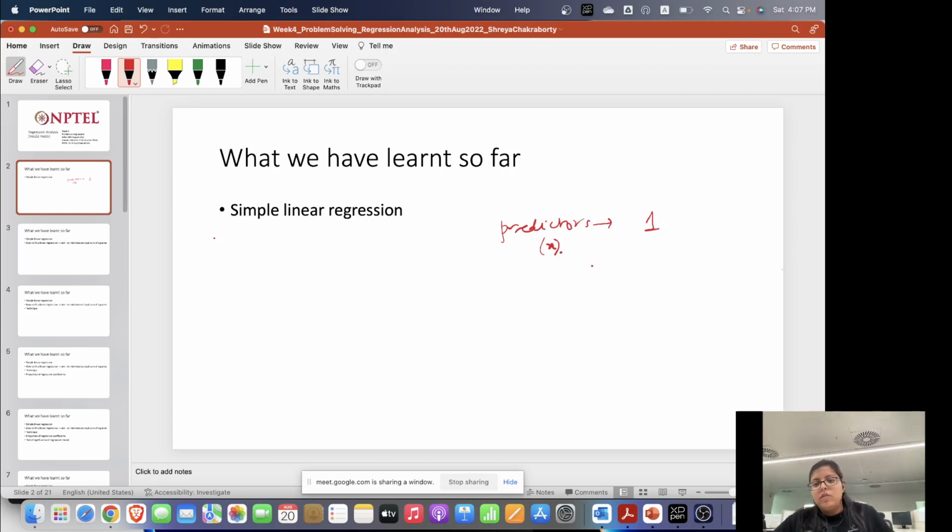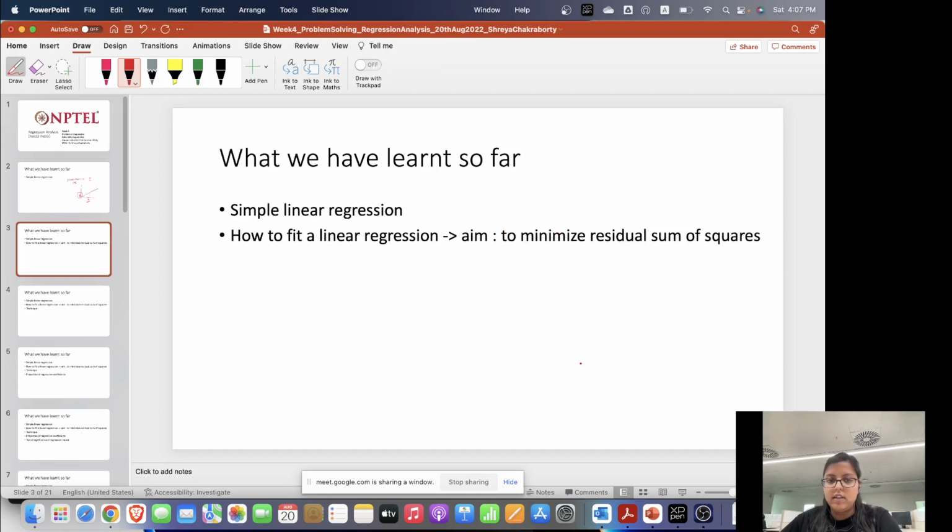So we have learned that when we have one predictor and we are trying to find the relationship between a dependent variable and an independent variable, we visualize it by a scatter plot and fit a linear regression line. And how do we fit it? The main motive is to minimize the residual sum of squares. We write down the residual sum of squares, differentiate with respect to the parameters of our model, get our normal equations, and then solve those normal equations to get the estimates of the unknown values.